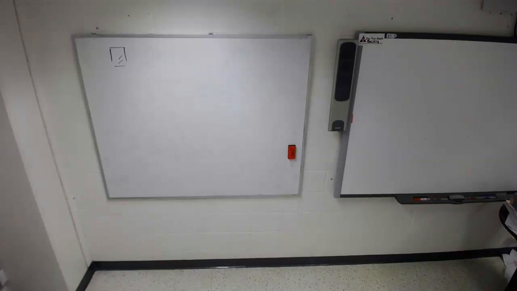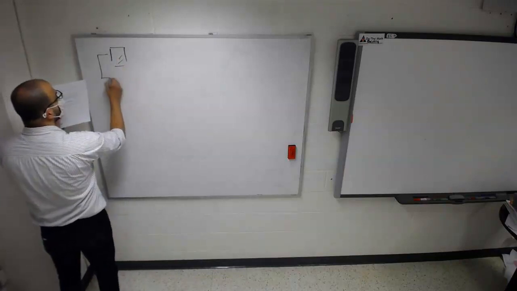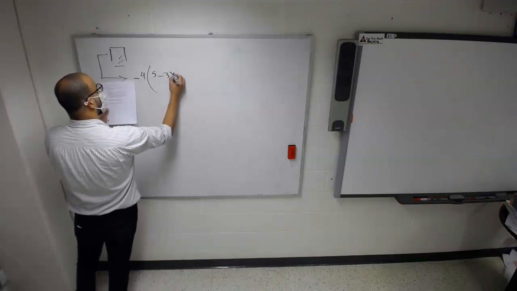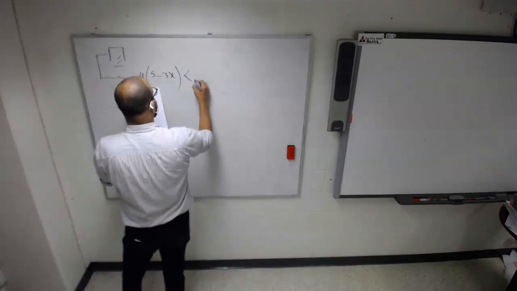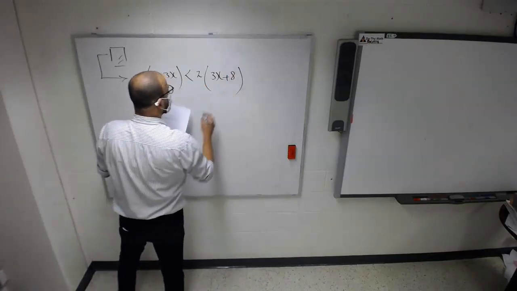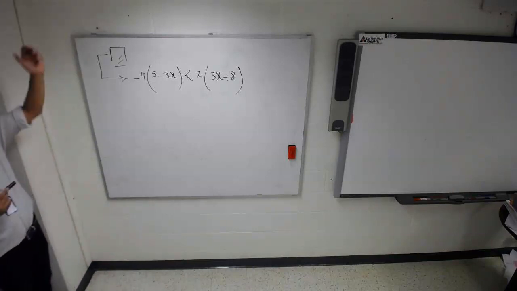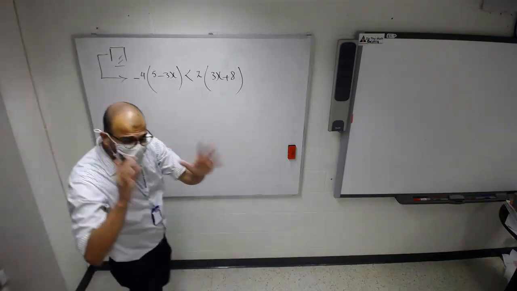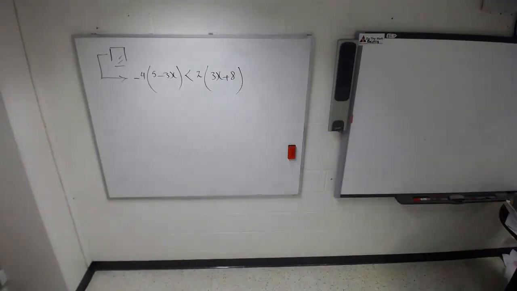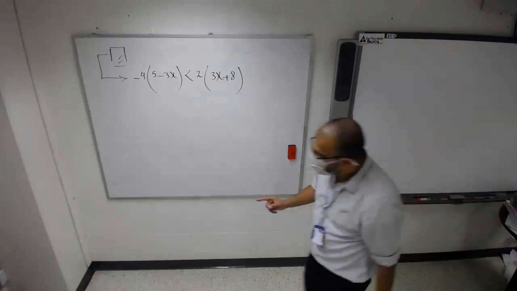Okay, guys, please quiet. Look at us. Now, the next one, we do not have much time. Let's finish everything. Minus 4 times 5 minus 3x is less than 2 times 3x plus 8. Now, look at this one. How to solve this? Guys, always remember, the strategy is to isolate x on one side and take everything to the other side. But before doing this, look at this.